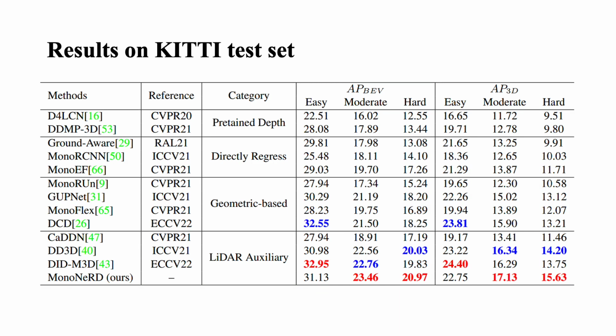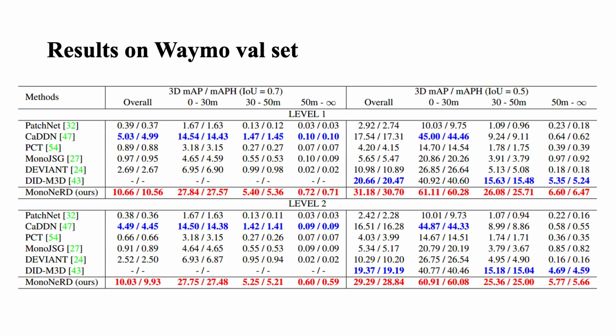This is the comparison on the KITTI test set. The red refers to the highest result and blue is the second highest result. Our method achieves state-of-the-art results and shows superiority especially on the hard setting. This means MonoNeRD can better handle distant and occluded objects. This is the comparison on the Waymo val set. Our method yields the best performance compared with state-of-the-art methods by a large margin.